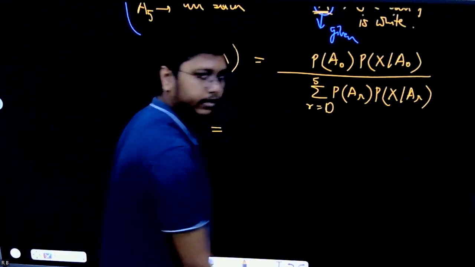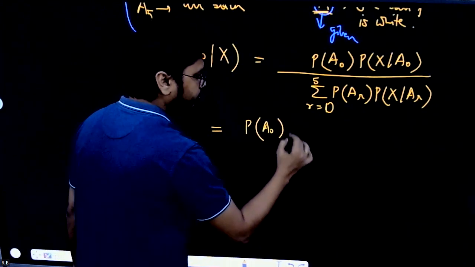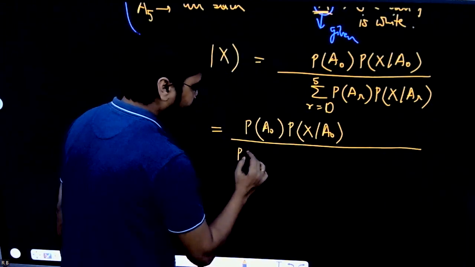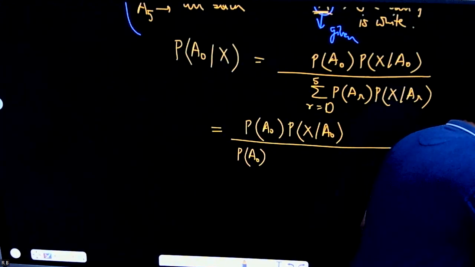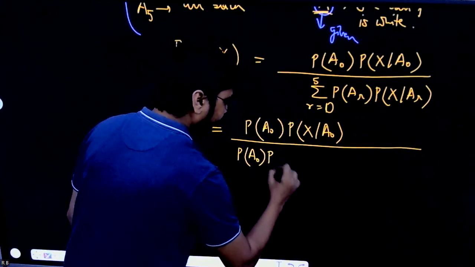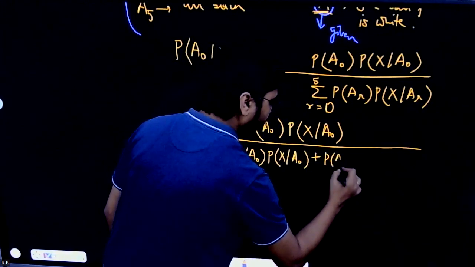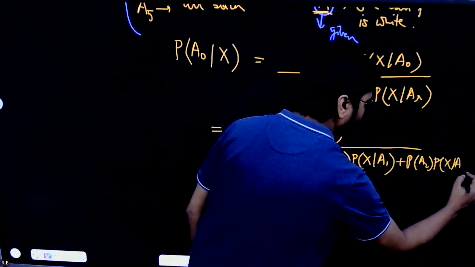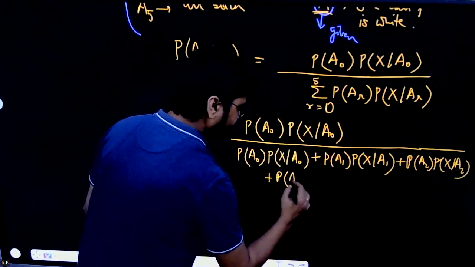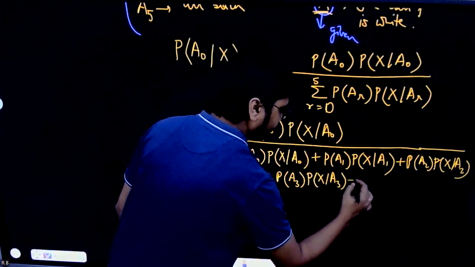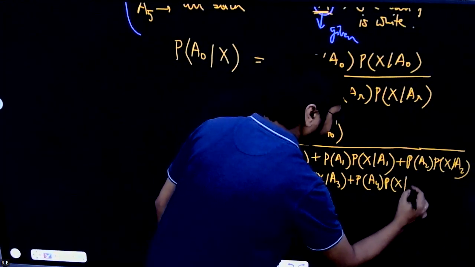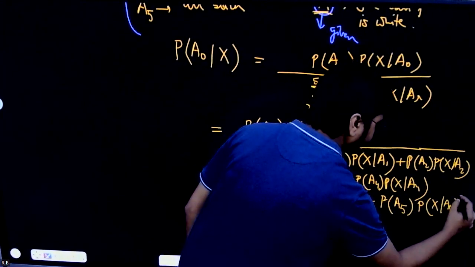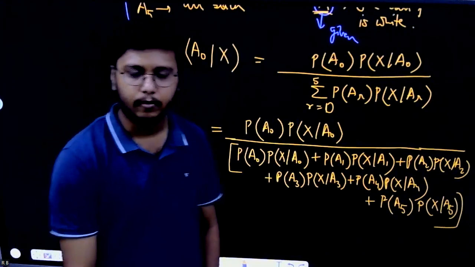So this is the formula which I just stated in Bayes' theorem. Now if I break up the denominator part, I'll have probability A0 into probability X given A0, plus probability A1 into probability X given A1, plus probability A2 into probability X given A2, plus probability A3 into probability X given A3, plus probability A4 into probability X given A4, and finally probability A5 into probability X given A5. So this is my entire denominator that I need to calculate.